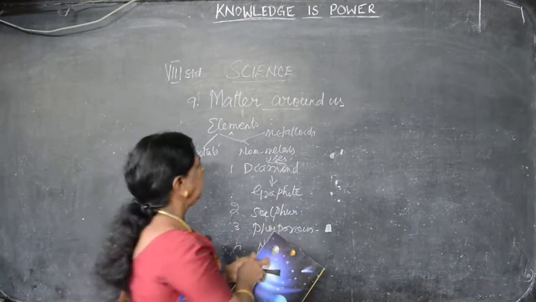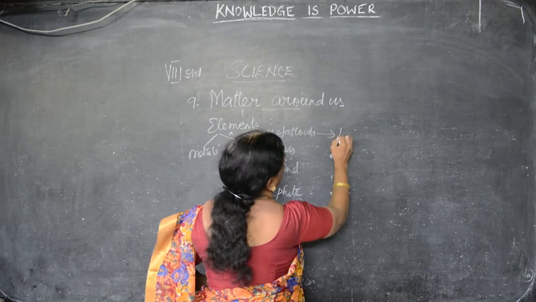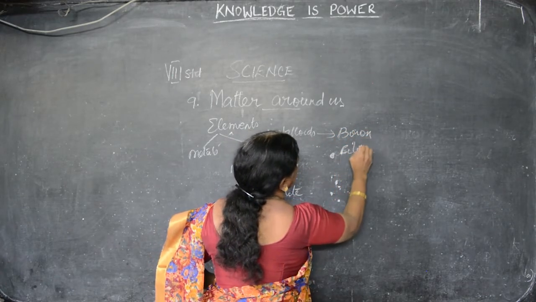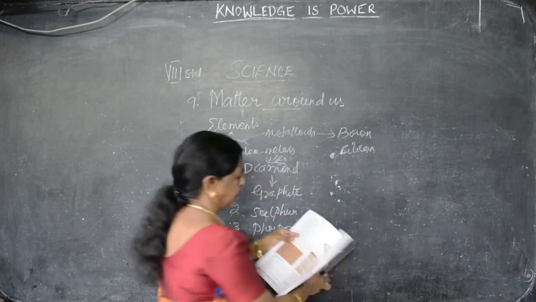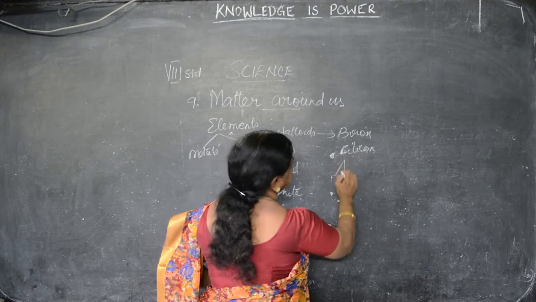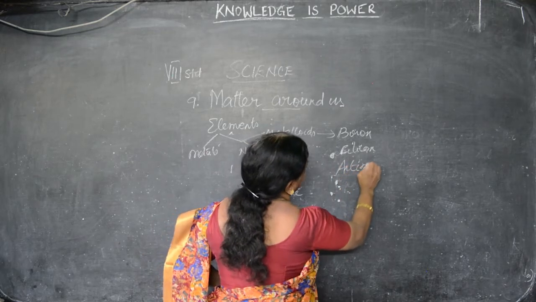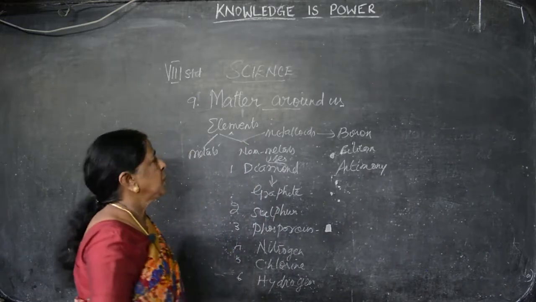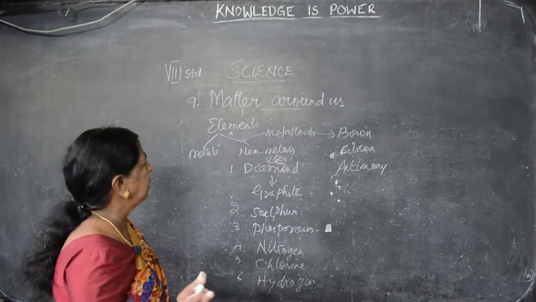Example, we have seen boron. What are the metalloids? Boron, silicon. Silicon is nothing but sand. Okay, yeah. Boron, silicon, germanium, antimony. These are examples of metalloids. Clear?